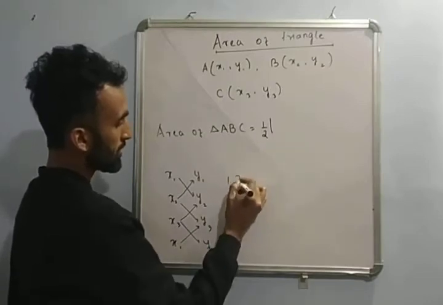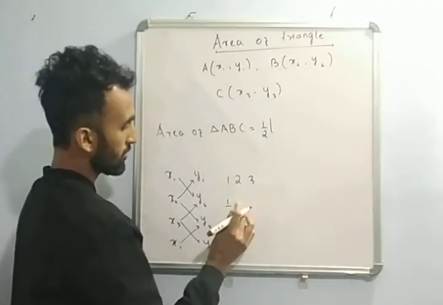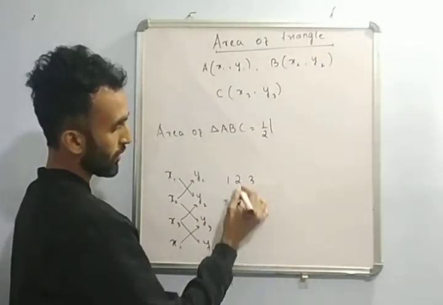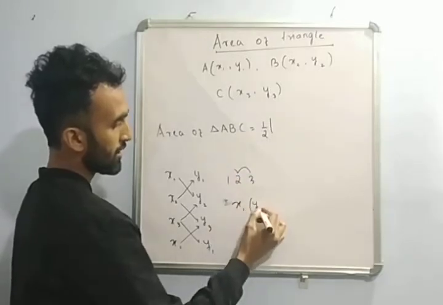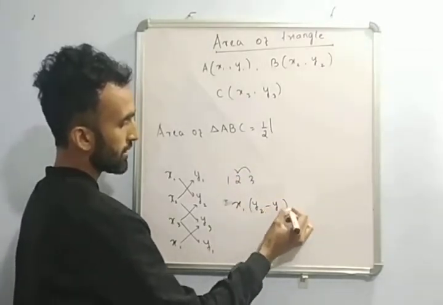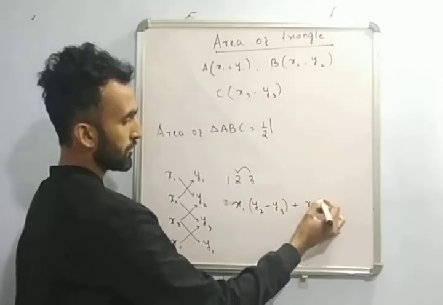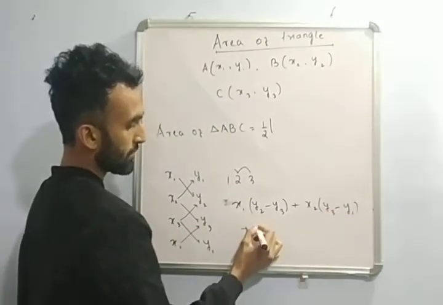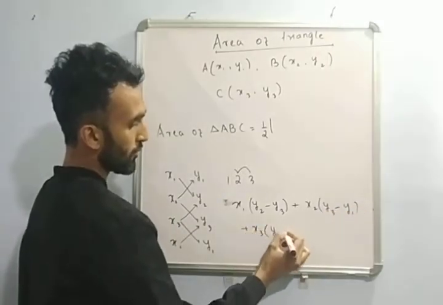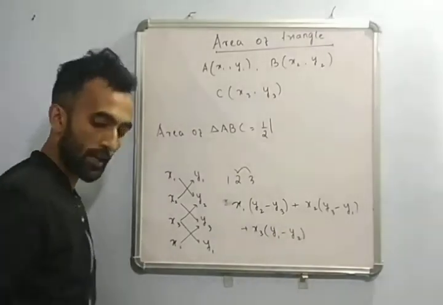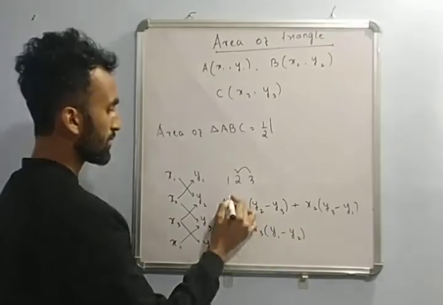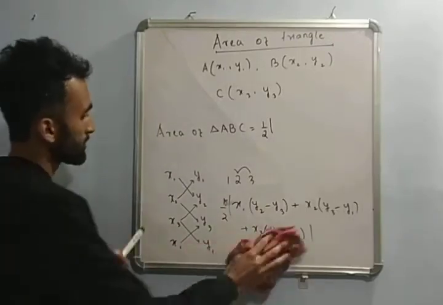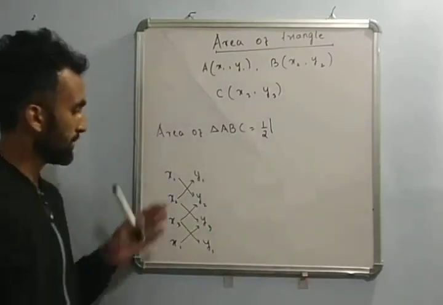I gave you another way also, like the 1, 2, 3 method. If you write here x1, after 1 comes 2 and 3. You write here y2 minus y3, plus x2 times y3 minus y1, plus x3 times y1 minus y2. This is the way I gave you. So obviously half is there inside the modulus. You can follow any method here. It's up to you.